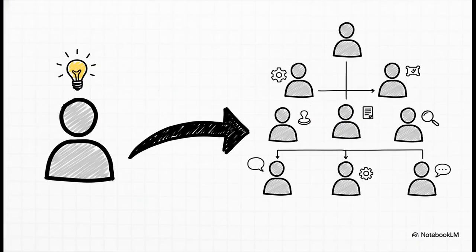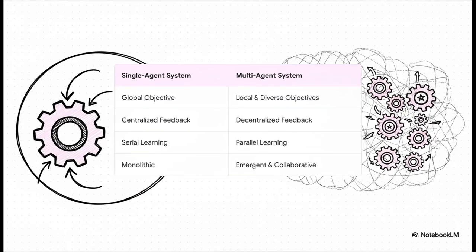Let's just build on that last analogy. If a single agent is that creative team member, then a multi-agent system is like an entire organization. It's a collection of specialized agents, each with its own role and its own capabilities, all collaborating to tackle tasks that are way too complex for any one agent to handle alone. And the differences here are profound. A single agent, it works towards one global objective. But a multi-agent system is decentralized. Each agent can have its own local objectives. Learning happens in parallel, not one by one. The result is this emergent, collaborative system that can solve problems in a fundamentally different way.